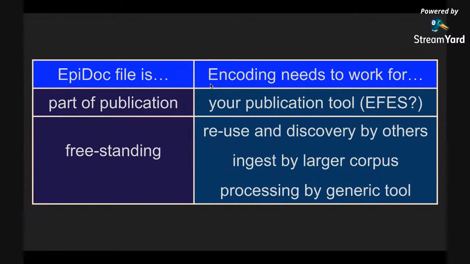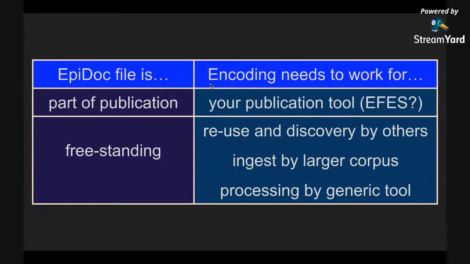But your file will also potentially be freestanding if, as we strongly recommend, but obviously don't require, you make your published EpiDoc files also available as XML files. Then they may be taken by other people, and they may find themselves needing to be used outside of the context of your publication tool. So if you have a link to your authority file, someone with just the EpiDoc XML file won't have your authority file in front of them. So that link may not necessarily mean anything.